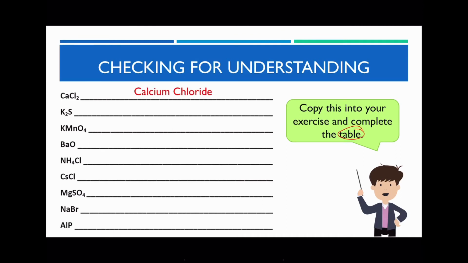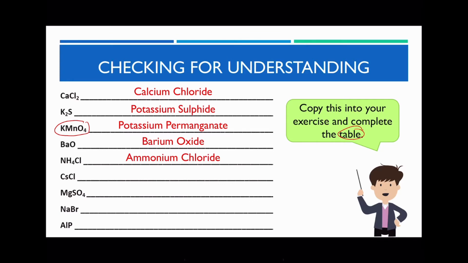So the first one is calcium chloride. The second one is therefore going to be potassium sulfide. For the third one, I don't actually have this particular polyatomic ion that you had to copy, so you don't have to worry about this, but the name of this is going to be potassium permanganate. BaO is going to be barium oxide. This is going to be ammonium chloride. The next one is cesium chloride. The next one is magnesium sulfate. The next one is sodium bromide. And the last one is aluminium phosphide.